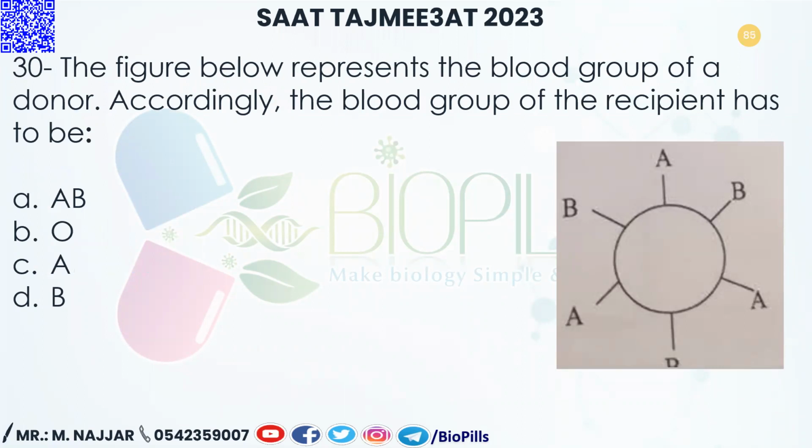The figure below represents the blood group of a donor. Accordingly, the blood group of the recipient must be, and will be, only AB. Because this person has an AB blood group, he has 2 antigens but no antibodies in his plasma, so it must only be given to AB. And he should only take from AB as well.